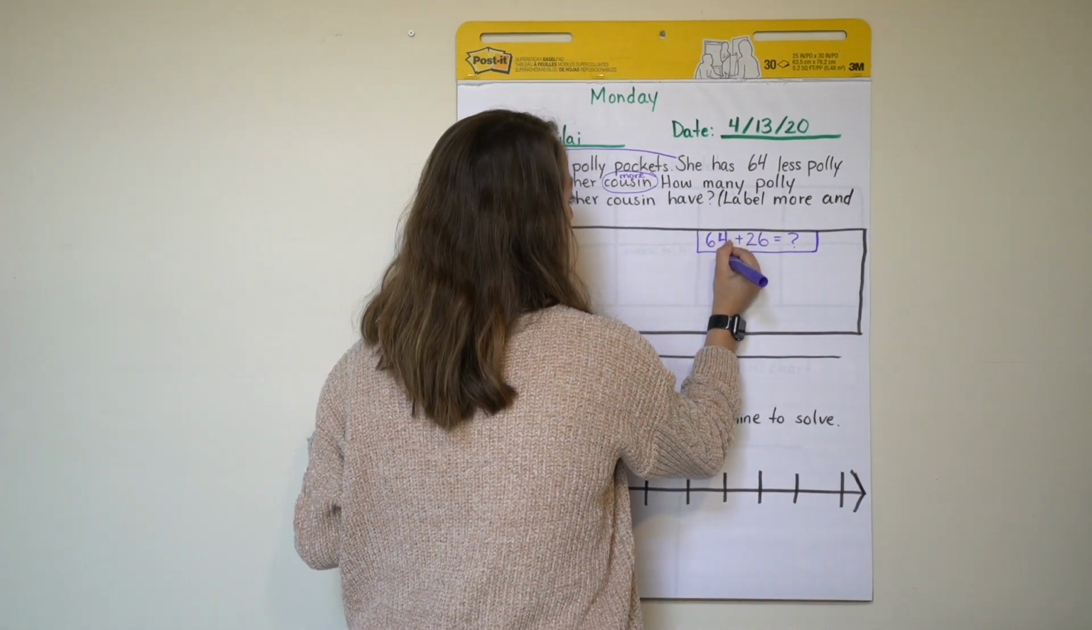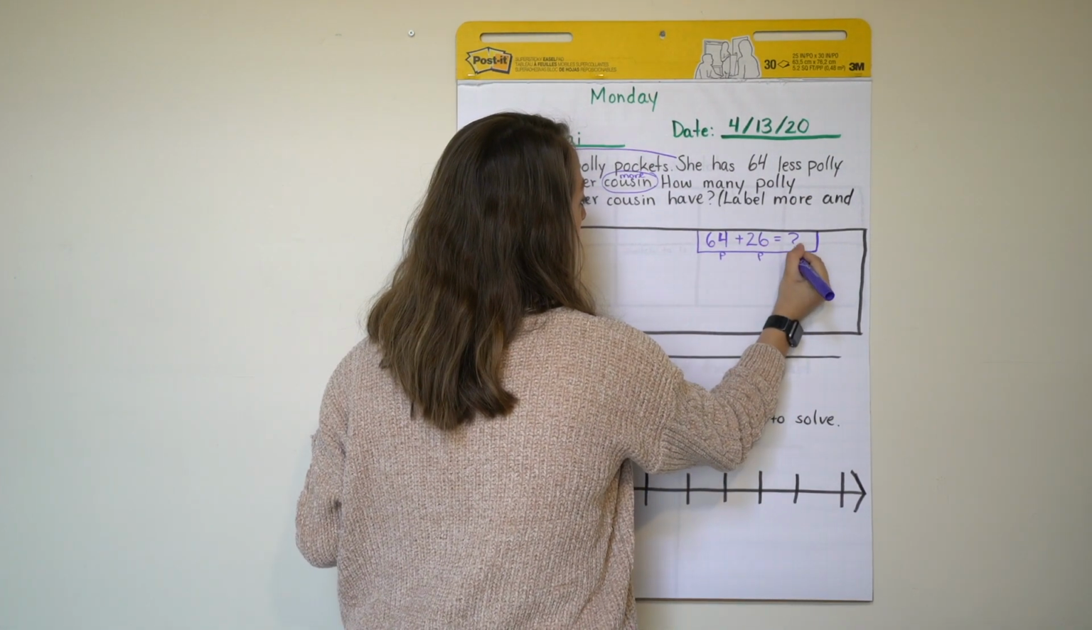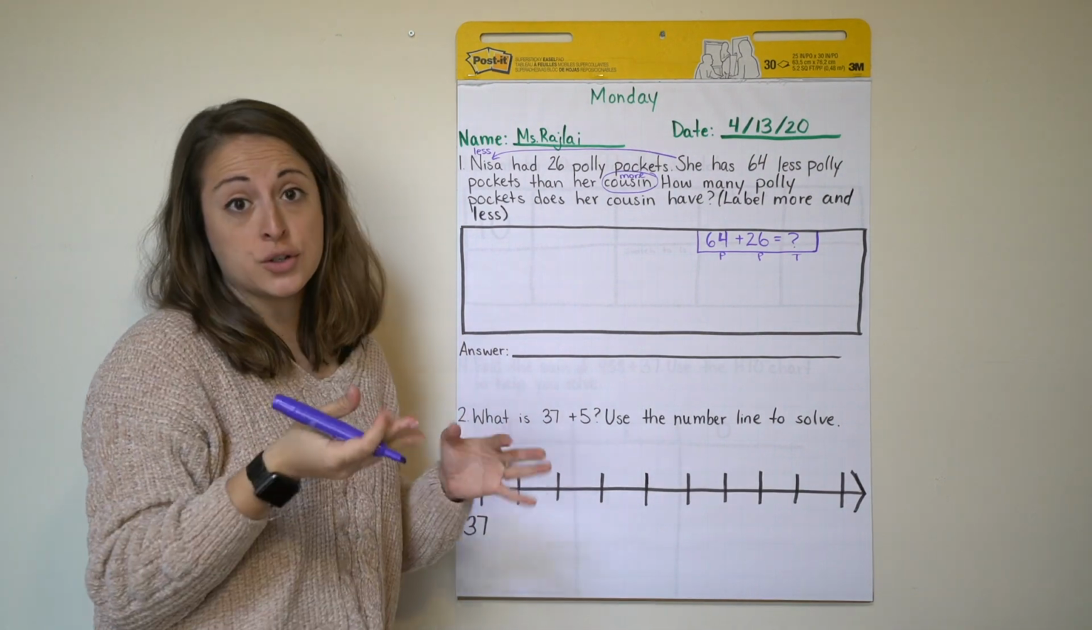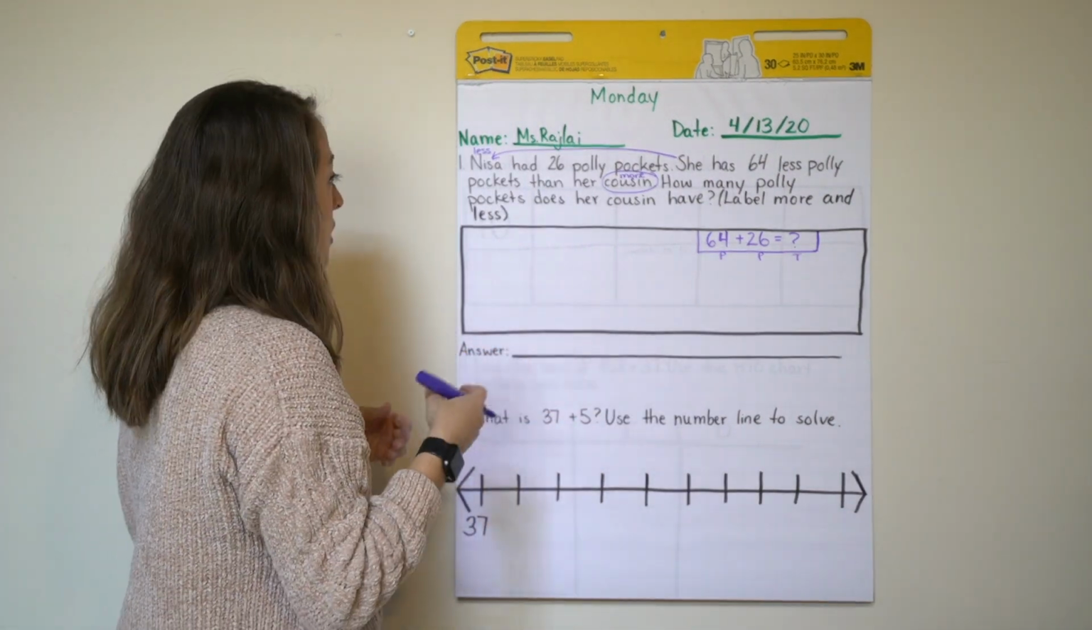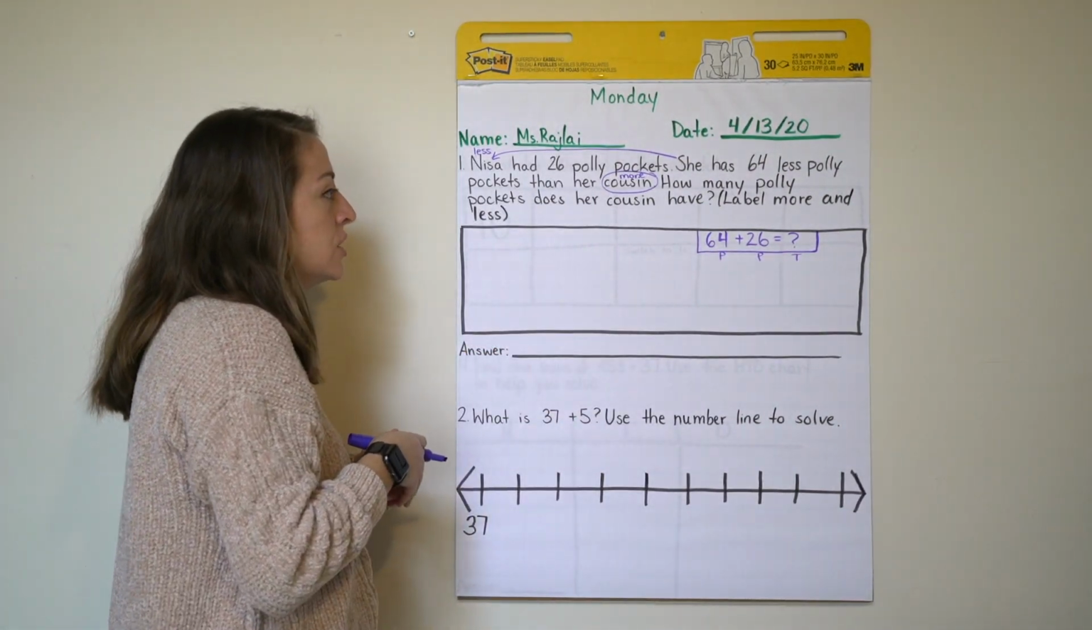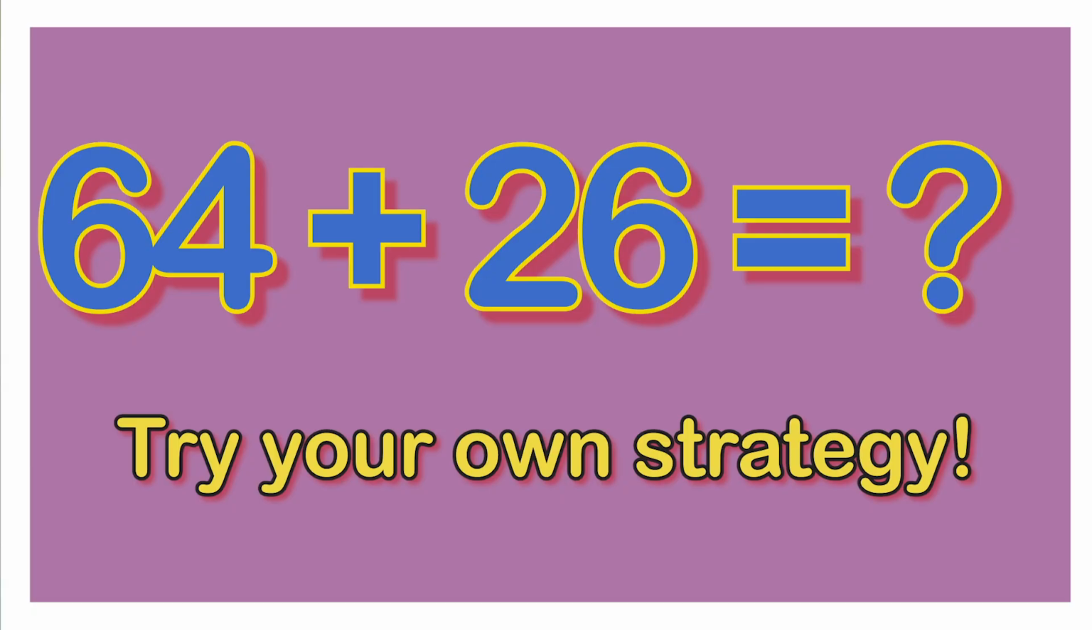All right, so here are our parts. We are missing our total. When we don't have our total, we add our parts. So now you can do a strategy to solve for your missing total.